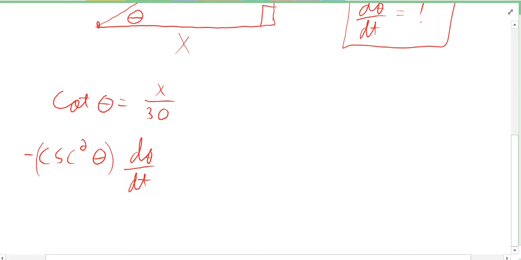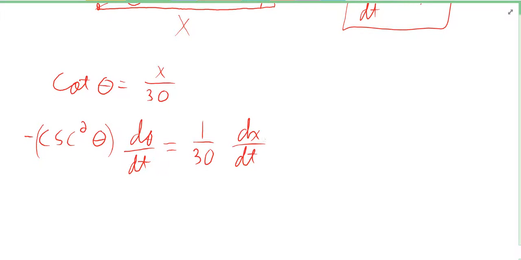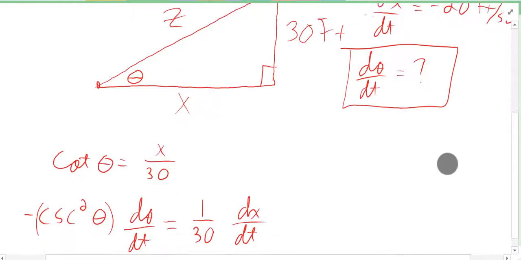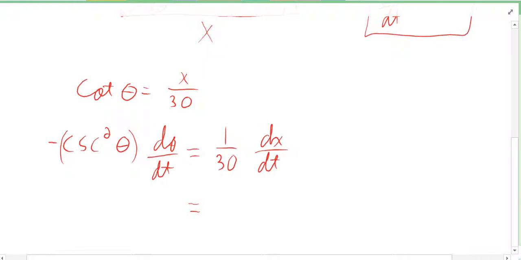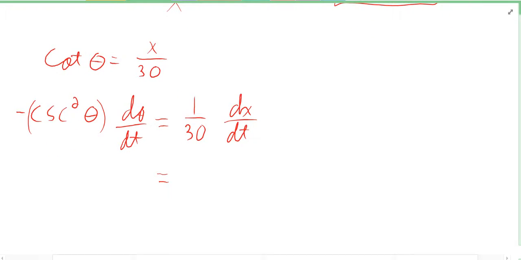Because I want x to be in the numerator, it makes it easier to derive. It's going to simplify it down, okay? And when you derive the right-hand side, you get 1 over 30 dx over dt. So we want d theta dt. We know dx dt is negative 20, so I can plug that in. We're going to have 1 over 30 times negative 20. D theta dt, we do not know.